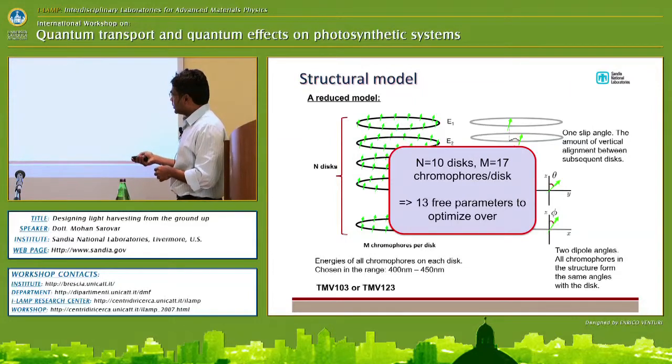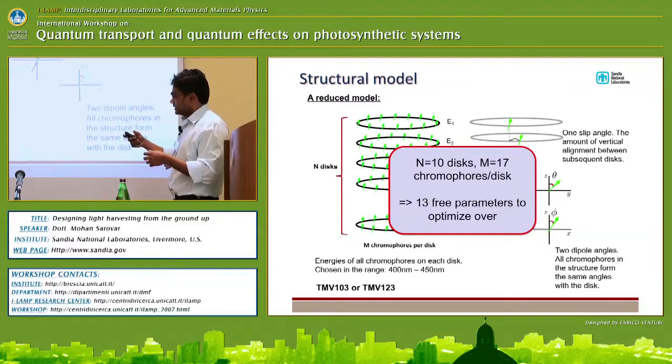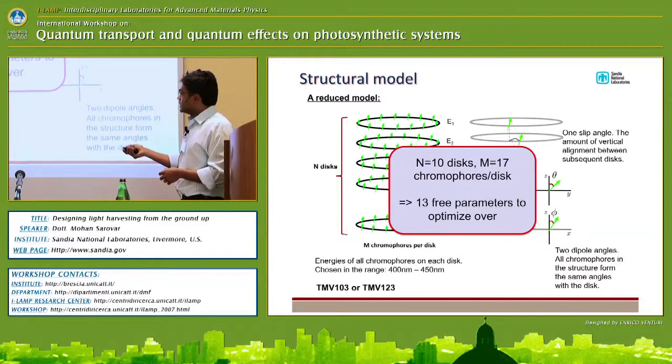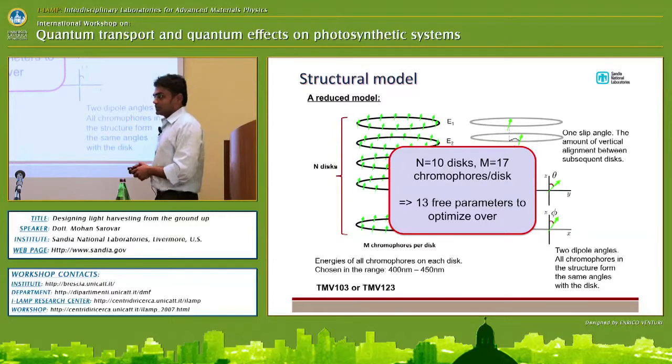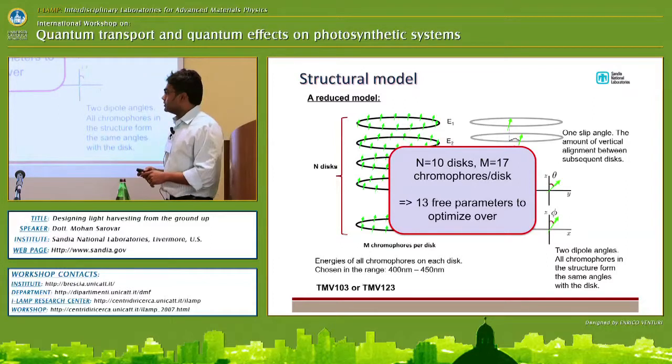And of course, both of these structures, TMV 103 and 123, the dense pack and the coarse pack, can be modeled like this. It just changes the length scales of these disks. The calculations I'm about to show you are for 10 disks stacked on top of each other and 17 chromophores on a disk. So this is already a 170 chromophore calculation, which is already taxing our calculation abilities. Obviously, the real physical systems would have more disks, but we can already get an idea. You already lose some of the small size effects by going to 10 disks.